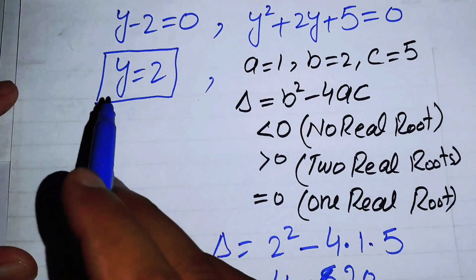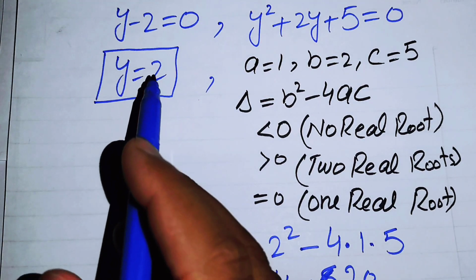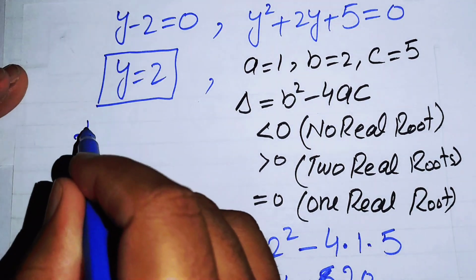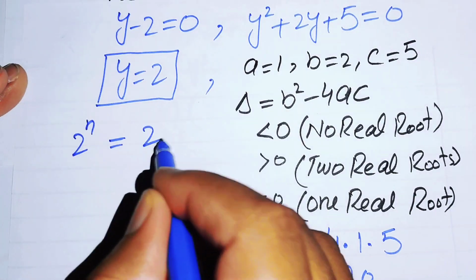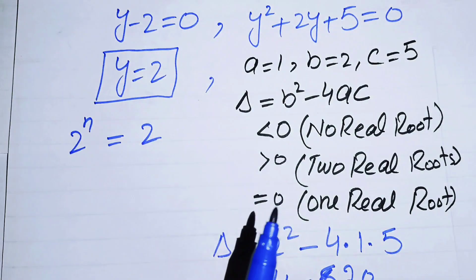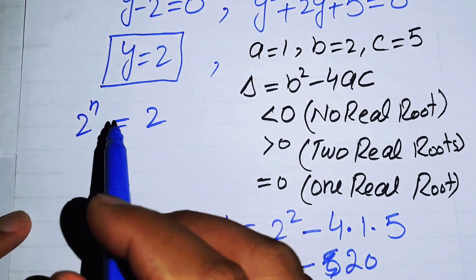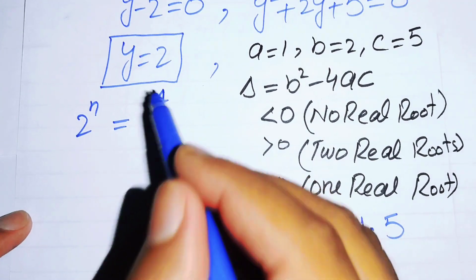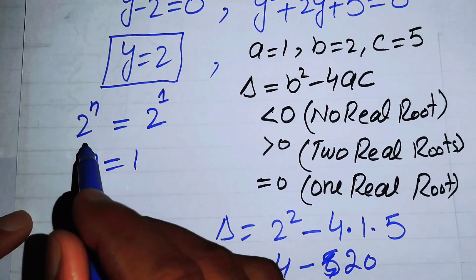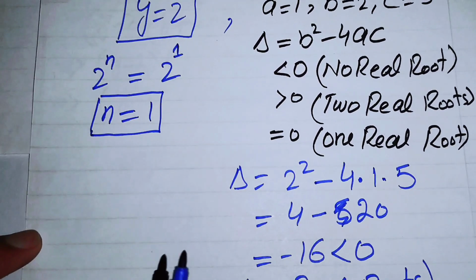Now we back substitute the value of y. At the start of the question we took y as 2 to the power of n, so it becomes 2 to the power of n is equal to 2. You see that the bases on both sides are the same, so we can make the exponents equal, and you get the value of n is 1. So this is our final answer.